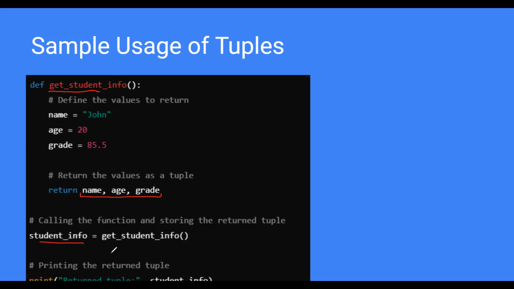And are you able to add to the code? If this student info has three different pieces of information, are you able to get that information out and print it? Are you able to print the name separately from the age and from the grade? I mean, yeah, you should be able to.